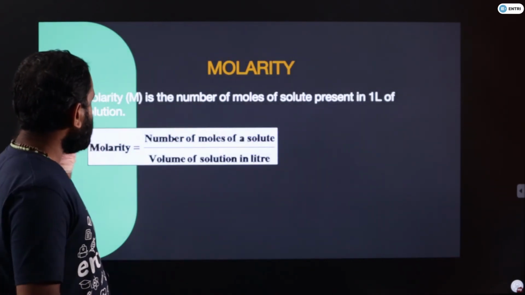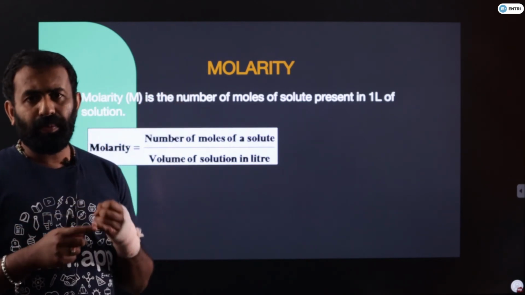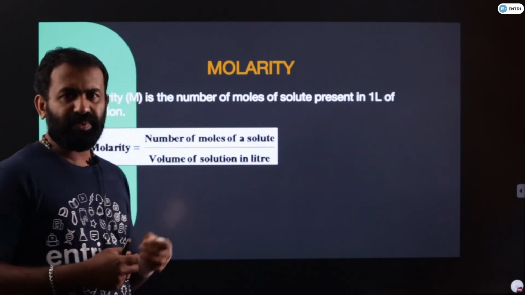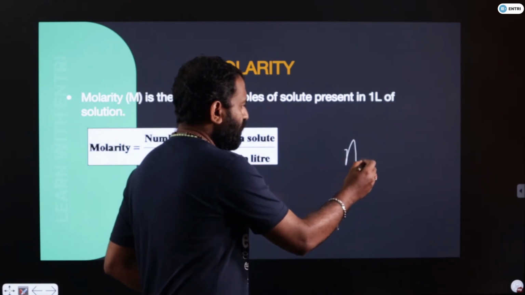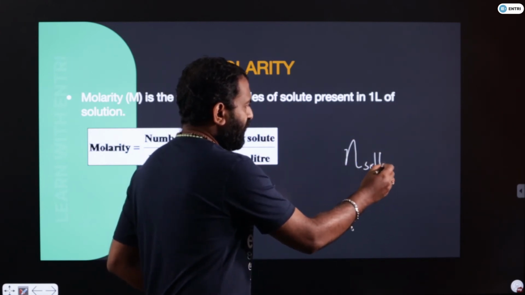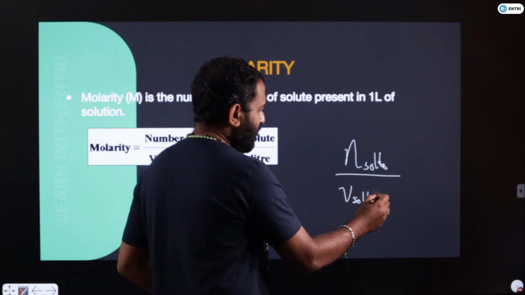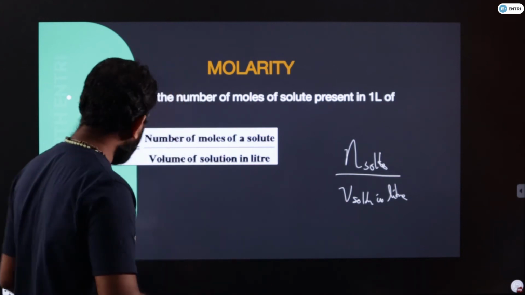Then next, the solution related concentration terms are molarity, normality, molality. First one is molarity. It is number of moles of solute present in 1 liter of solution. Number of moles of solute divided by volume of solution in liter.